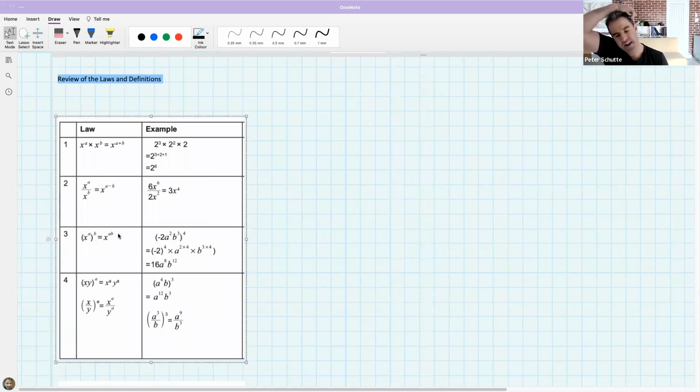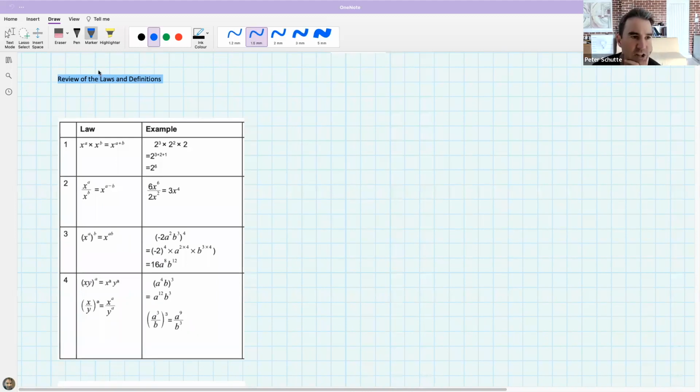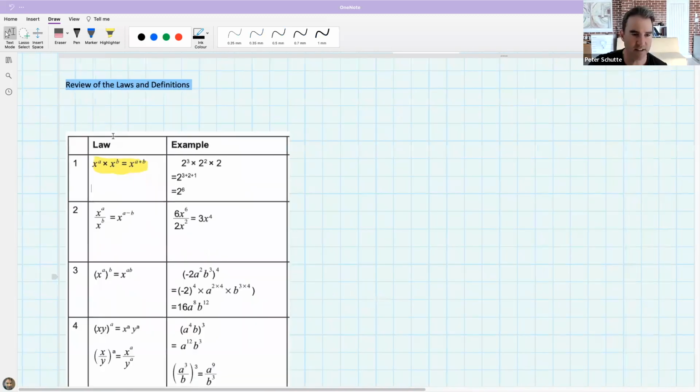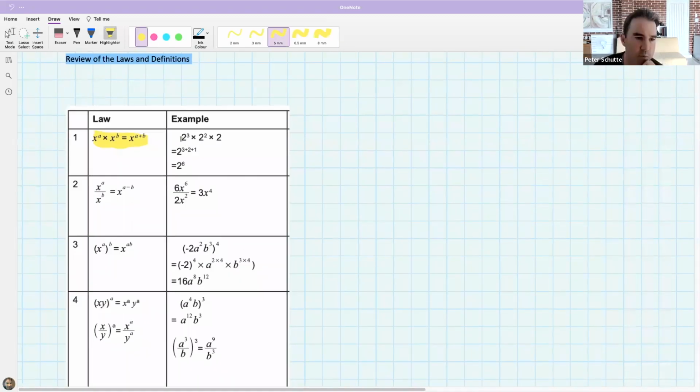Okay, so what have we been talking about? In the last lesson, we were talking about exponents, and it's the first topic in grade 11. So I just want to go over quickly the laws. We spoke about law number 1, and law number 1 is basically the additive law. If the bases are the same, we simply add the powers. So that's important.